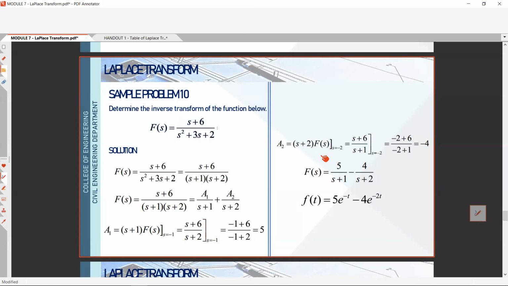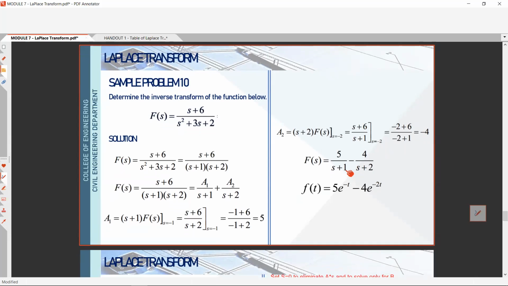Okay, the same solution. Okay, this one naman, A sub 2, ano yung magpapasiro dito sa denominator niya para lahat ng term na iba is magiging 0. Okay, so what you have left is this one. And sa left-hand side, hindi mo gagamitin yung denominator na S plus 2. Okay, so S plus 6 over S plus 1, substitute mo S equals to negative 2, you have negative 4. So what you have left now is 5 over S plus 1 minus 4 over S plus 2.